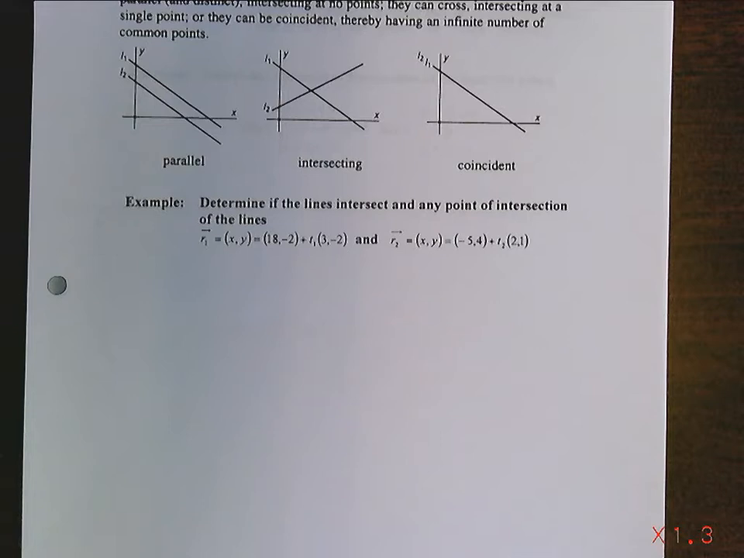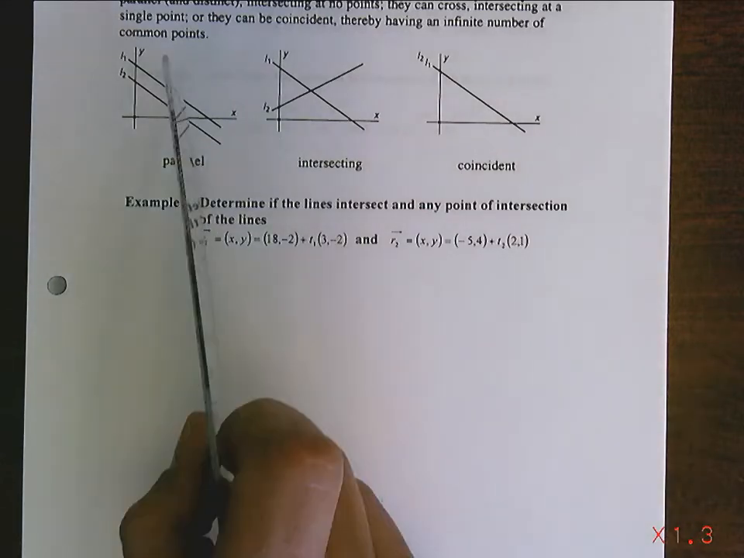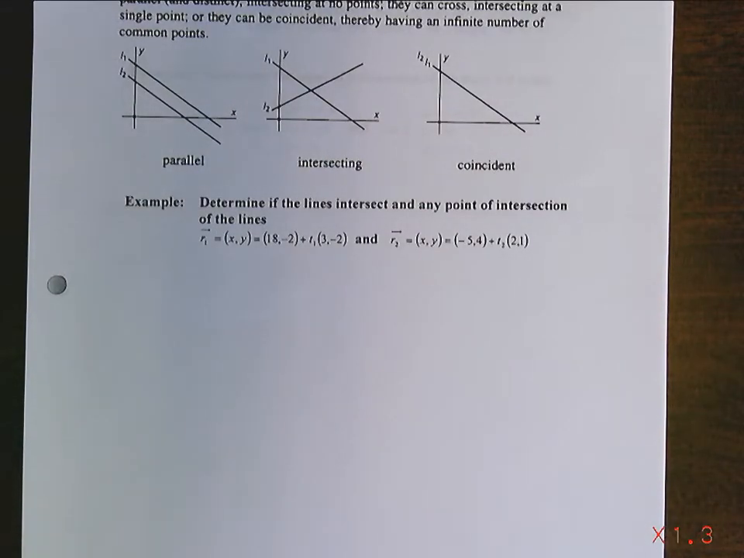Example: determine if the lines intersect and any point of intersection. Now it's important to note at this point, no intersection is considered a way of intersecting. So they could intersect at one point, they could intersect at an infinite number of points, or they could not intersect, which is a way of intersecting in mathematics. I know, sounds a little weird, but that's just the way it is.